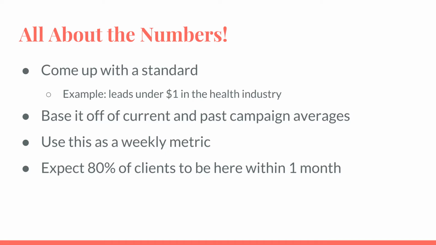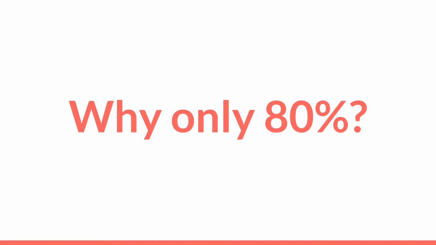The reason we said 1 month is because it can take a couple of weeks to get a campaign really going, and it takes a little while to optimize it. So we gave them an entire month to reach that number, and we only asked that 80% got there. You might be asking, why only 80% if the ads manager is coming up with that number and thinks they can hit it?